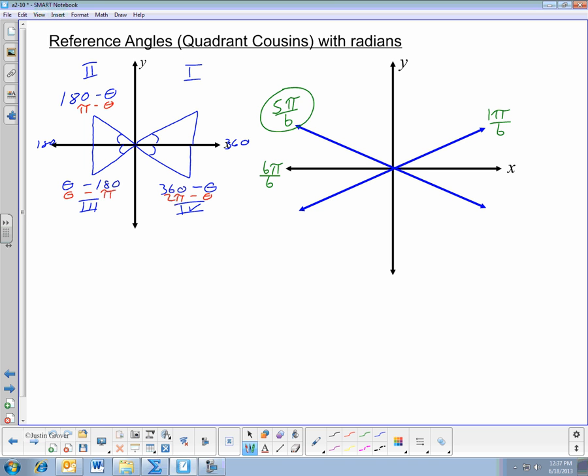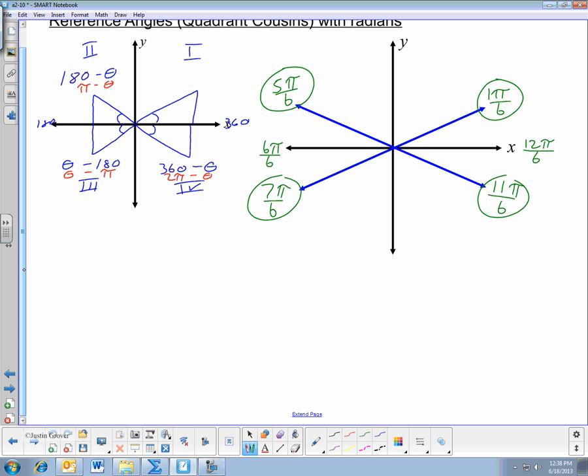And in quadrant 3, 1 pi over 6 more than 180 would be 7 pi over 6. And in quadrant 4, it's not about pi, it's about 2 pi. But I could think of that as 12 pi over 6, which is the same thing as 2 pi, which is my 360. And I'm 1 pi over 6 short of that, so that's going to be 11 pi over 6. And notice that they're all pi over 6. There's just 5 of them, or 7 of them, or 11 of them, but they're all references of simply pi over 6. And so that's why reference angles in radians really aren't too bad.